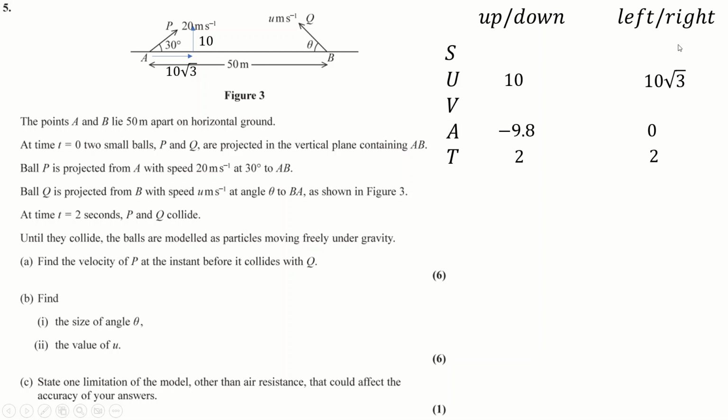Now, we've got some missing values here. I think we can find them all. It's actually asking me for the velocity v the instant before it collides with q. It collides with q at 2 seconds, so you can just go ahead and find the v's first. I'm actually not going to, because I didn't read the question.